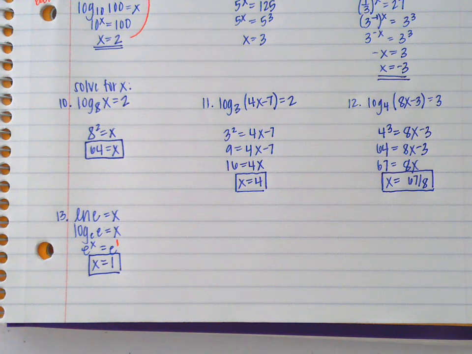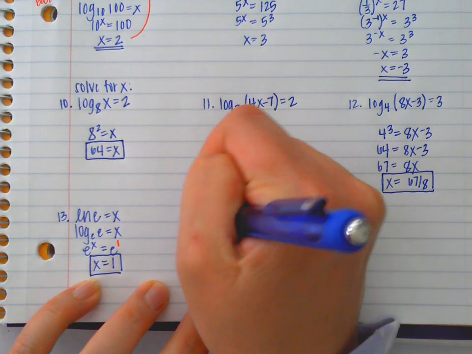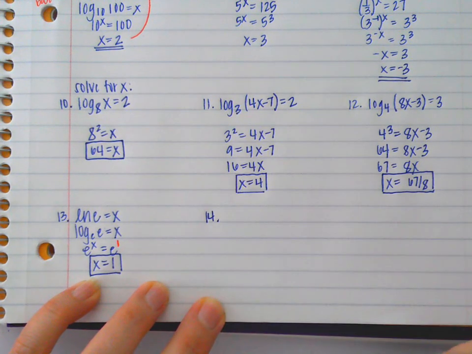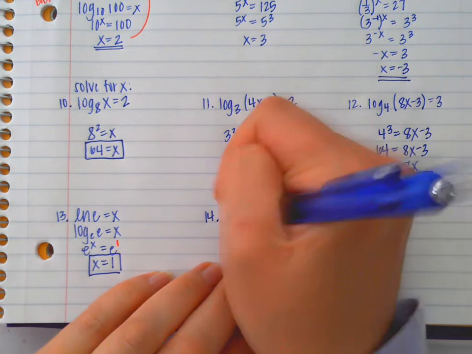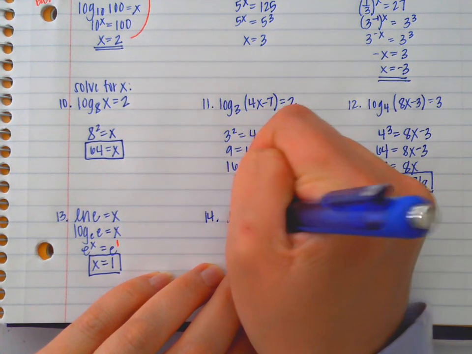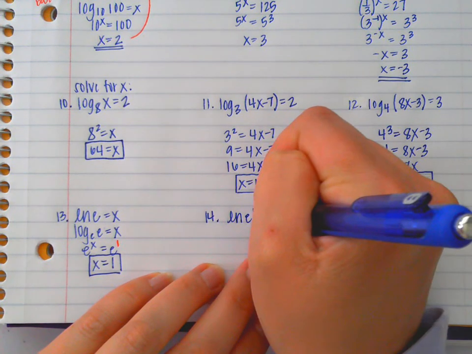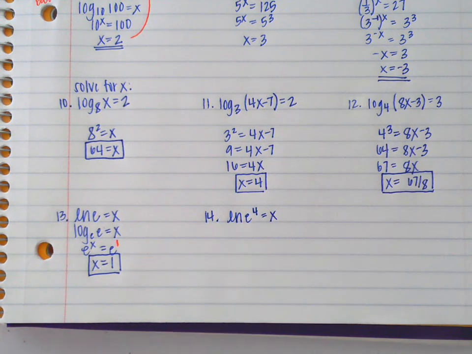We're going to do 3 more examples, maybe, if I can fit them on the single page. Okay, we're going to do 2 more. Okay, so 14 is going to be ln of e to the 4th equals x.